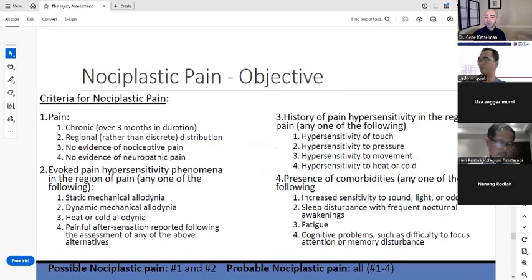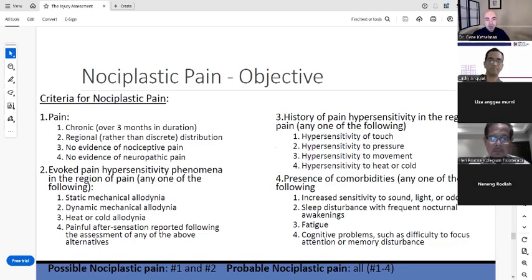So there is a criteria that has been laid out for how to identify these nociplastic pain conditions. There are 4 different categories that you want to consider with nociplastic pain. If you look on the bottom of the slide, if they have numbers 1 and 2 listed here, they have possible nociplastic pain. But if they have all the numbers, 1, 2, 3, and 4, then they have probable nociplastic pain. So let's see, what does that look like? What are these different factors?